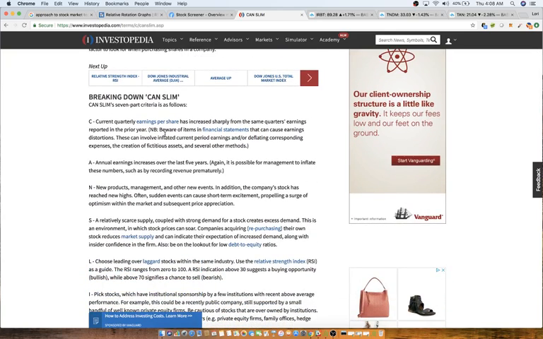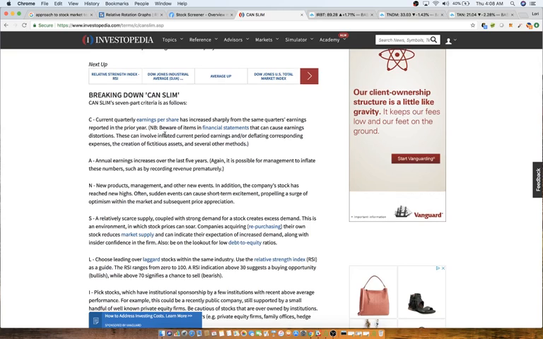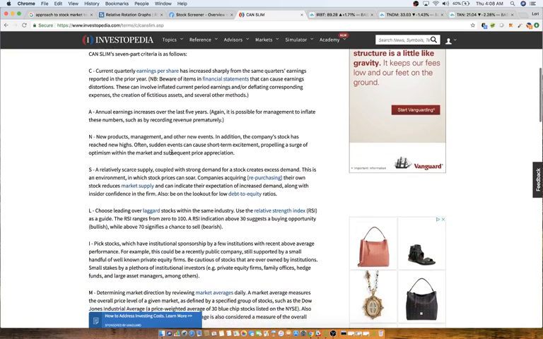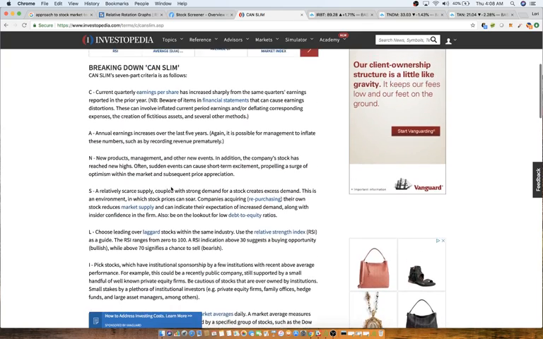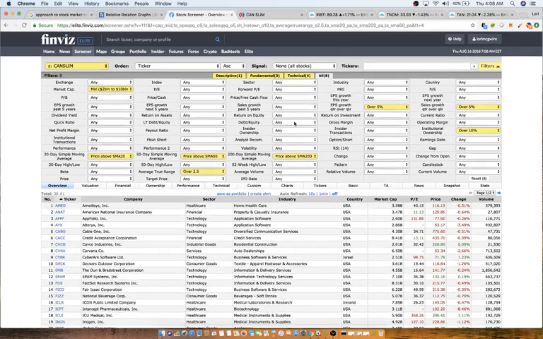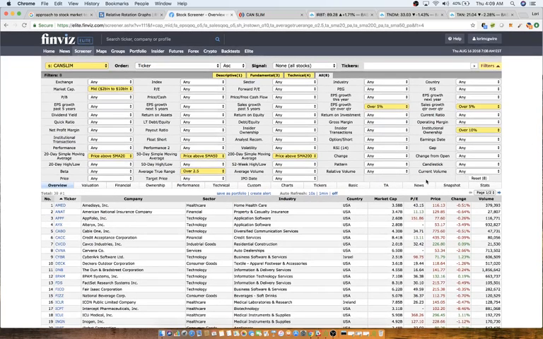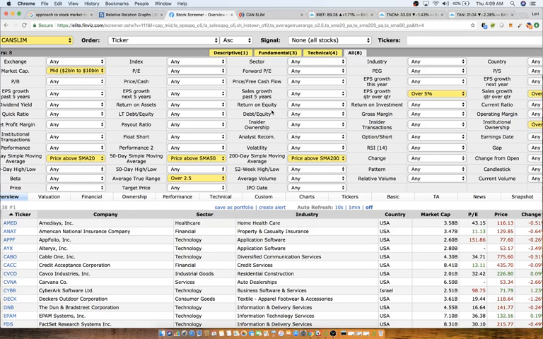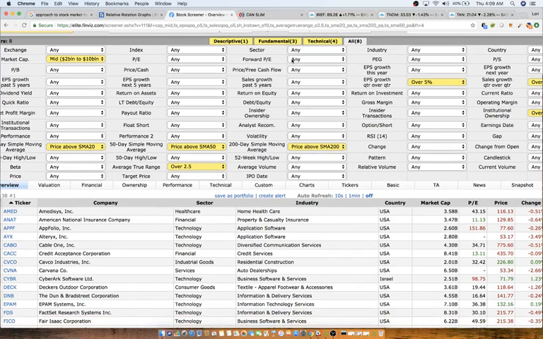We're looking for strong companies. And I know we're a technical chat room, but if we're swinging, we definitely want to be in absolutely the best companies so we don't wake up to dilution or bad surprises. They have annual earnings increases over the last 5 years, new products, management, a relatively scarce supply. L is that we're choosing leading over laggard stocks. So if you're interested, this CANSLIM acronym is pretty interesting, and it really narrows down the stocks to ones that are really strong. So I created the CANSLIM screen within FinViz to help narrow down some of the most fundamentally strong companies we're looking for, and then you can choose by sector.